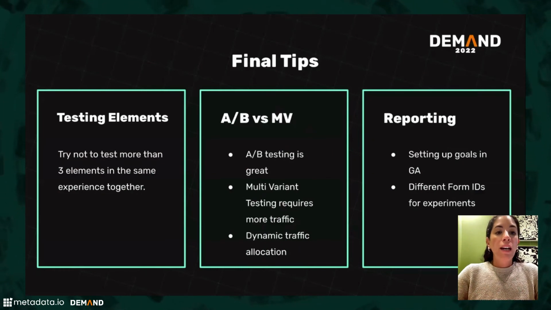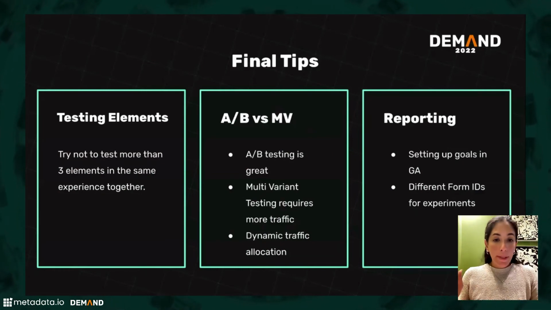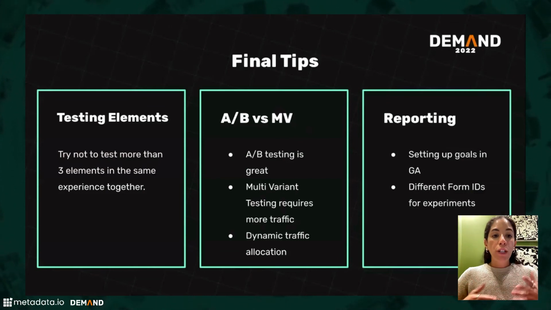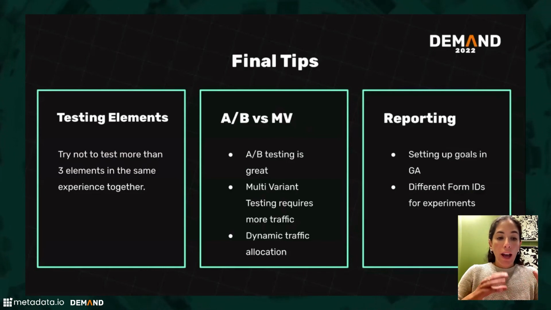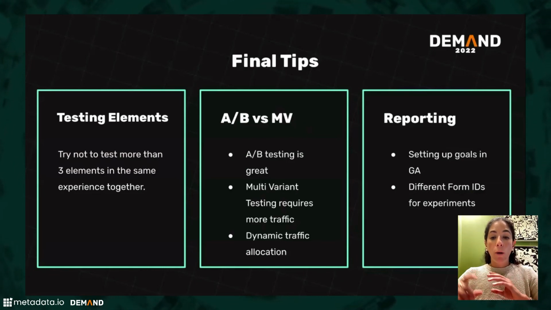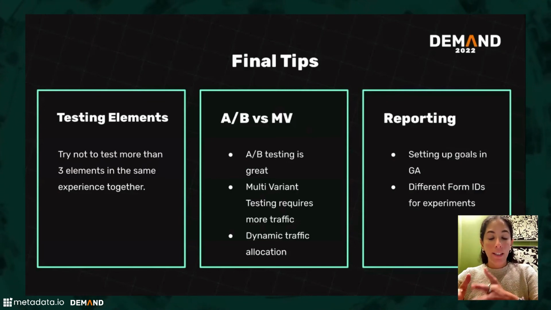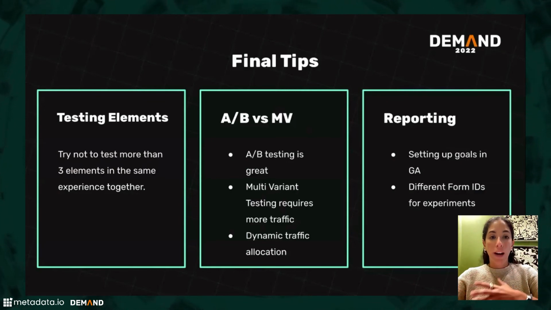In that same vein, A/B testing versus multivariate testing. A/B testing is great if you don't have a ton of traffic. Multivariate testing does require more traffic. I prefer dynamic traffic allocation. So if a variation is performing well, does my tool allocate more traffic to it so I get responses and I get answers to my questions faster?